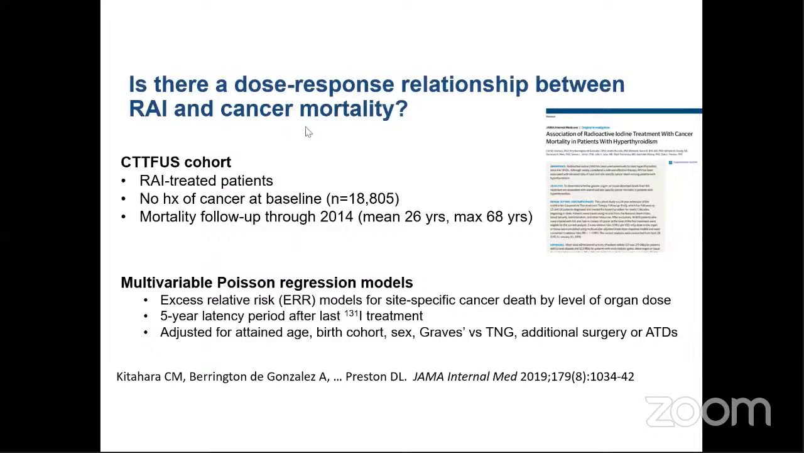So we sought to estimate the cancer mortality risks associated with radioactive iodine therapy using a more formal dose response assessment than has been done previously in this or in any other cohort study. So we restricted our analysis to the radioactive iodine treated patients, and we excluded anyone with a history of cancer at baseline because they are already at the time of treatment at high risk of dying of cancer. We used the updated mortality follow-up, and we used standard statistical regression analysis to quantify the excess relative risk for site-specific cancer death by level of organ dose. We incorporated a 5-year latency period after last I-131 treatment, which means that we didn't include any deaths or person years in the first 5 years after the treatment because it's very unlikely that those deaths would be related to the radiation exposure itself. And we adjusted for a number of different patient characteristics.